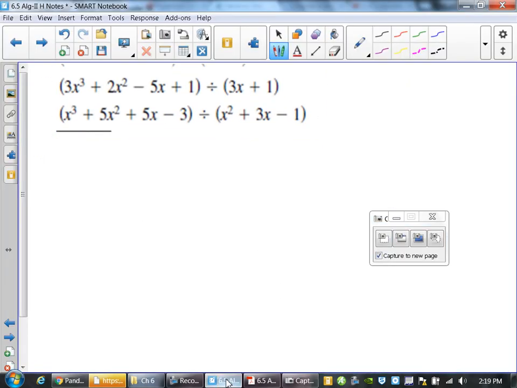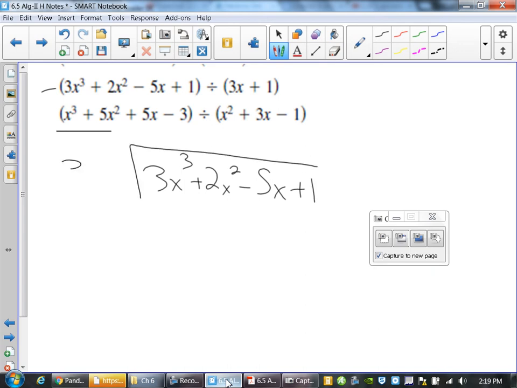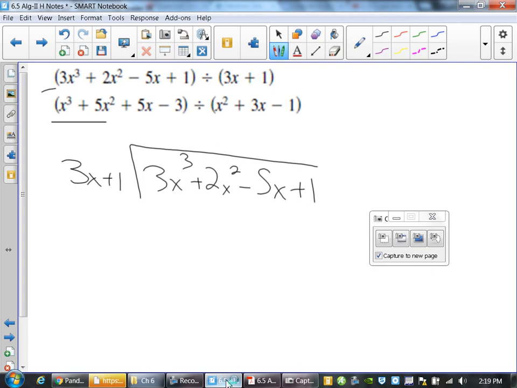This is one of those sections that if you're not careful when you're writing stuff down, it's very easy to read the wrong problem. So let's do the first one here. We'll have 3x cubed plus 2x squared minus 5x plus 1. We're going to divide that by 3x plus 1.